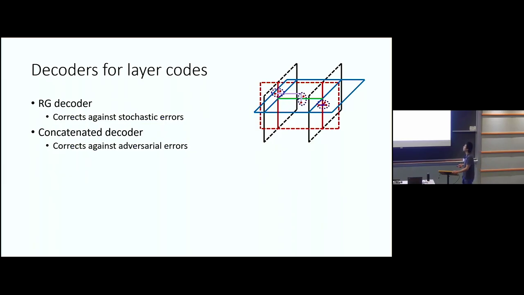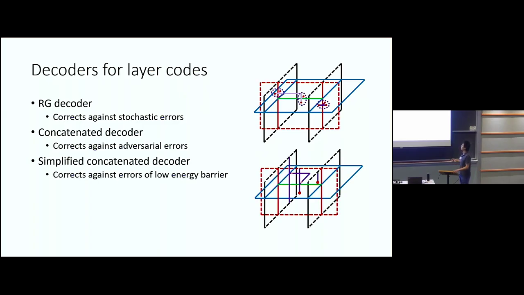We also created this concatenated decoder, which is good against adversarial errors. The way that the concatenated decoder works is we correct low-level syndromes on the surface code first until at some point it gets stuck, and then we invoke some decoder for the input code, and that will allow you to correct the rest of the errors. So this is good against adversarial errors. And we also have a simplified version of this concatenated decoder, which can correct errors that have low energy barrier. And I guess this is actually the decoder that we want to use for self-correction.